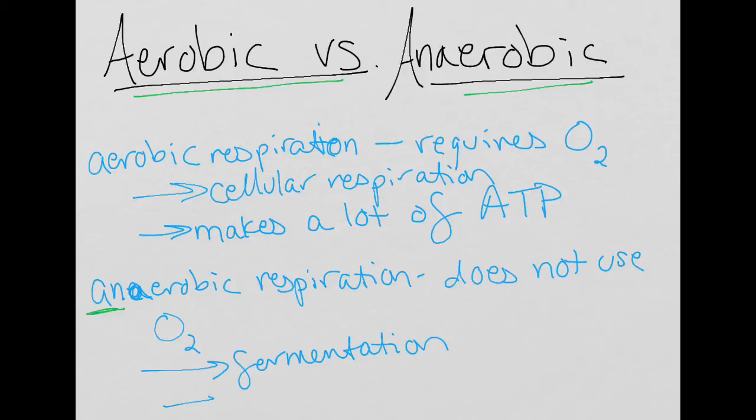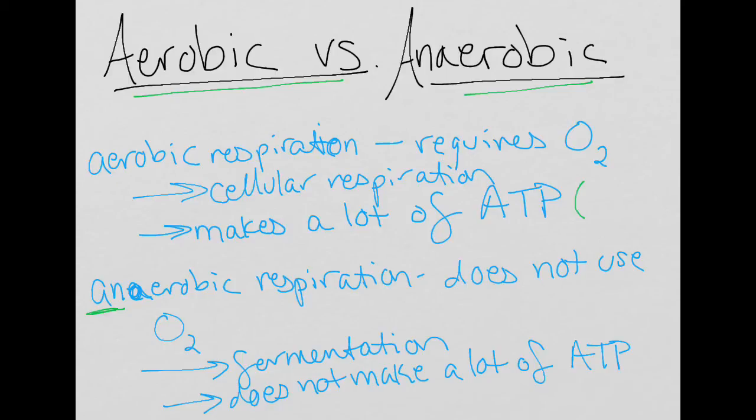And the other thing you need to know is that it does not make a lot of ATP. So just as an example, we talked about cellular respiration making about 36 ATP on average, and anaerobic respiration makes about 2 ATP. So in comparison, using the exact same amount of glucose, you get way more ATP in aerobic respiration.